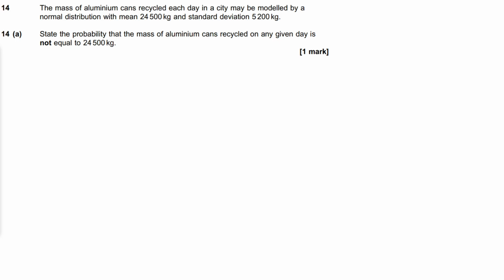It's not actually 0%, but it's so small that we just consider it to be 0%. Which means that the probability of not having that must just be 100%. It's 1 minus 0, so 1. So having exactly 24,500, 0.000, exactly that is infinitely small, so the probability of not having that must be 100%.